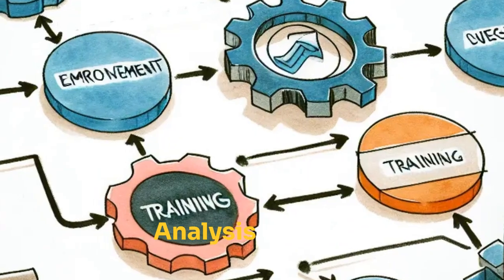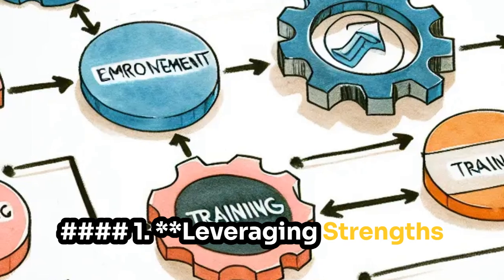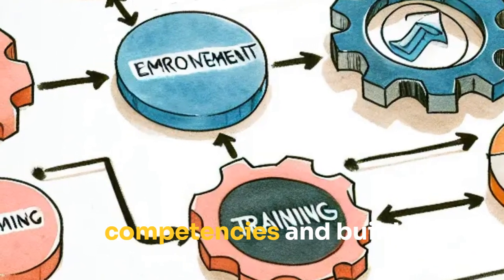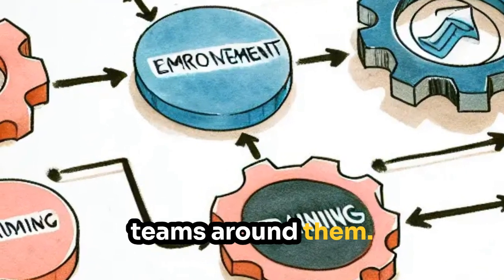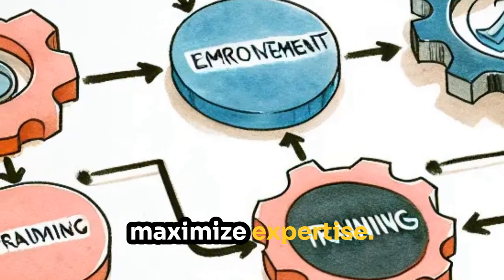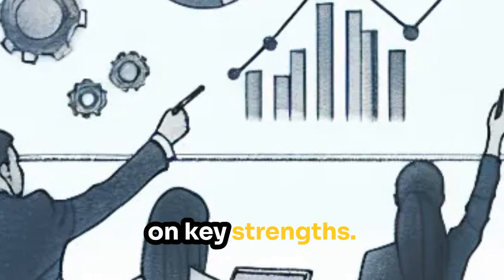How SWOT analysis shapes organizational design. 1. Leveraging strengths to enhance structure. Identify core competencies and build teams around them. Develop leadership structures that maximize expertise. Strengthen decision-making processes based on key strengths.